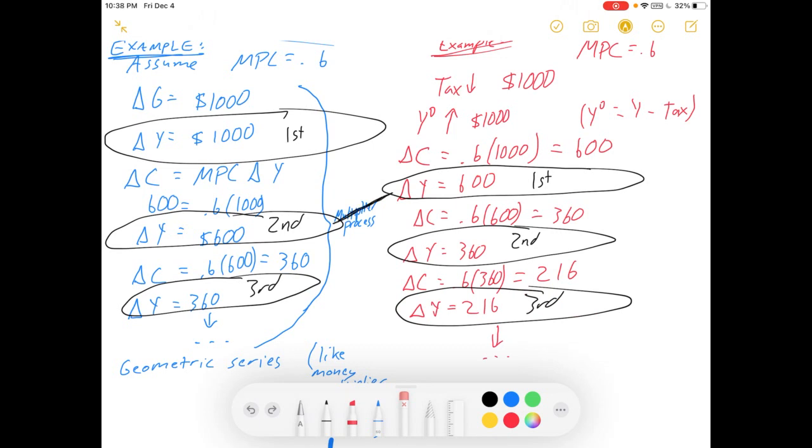Something you'll notice is that the numbers start to repeat themselves. The second round in the spending multiplier process looks the same as the first round in the tax multiplier process. The third round in the spending multiplier process looks like the second round in the tax multiplier process, and that will go on forever. They're exactly parallel except for the very first round of the spending multiplier.